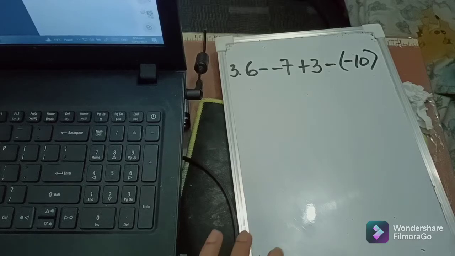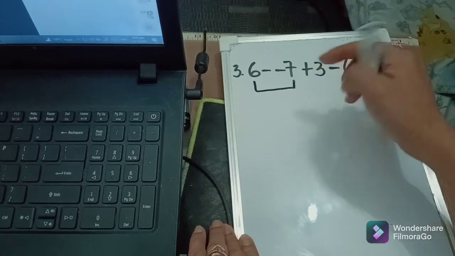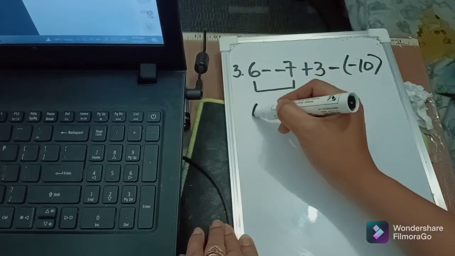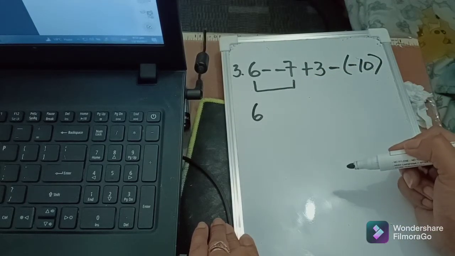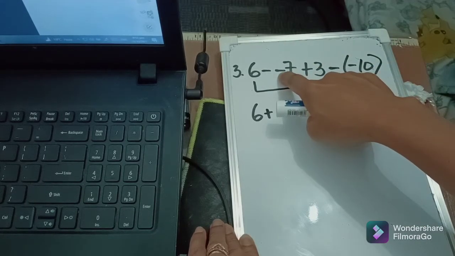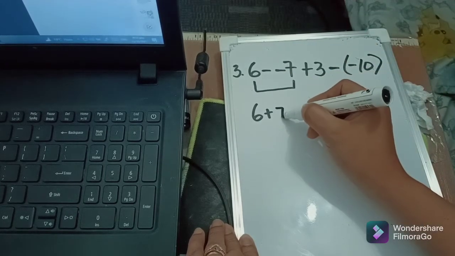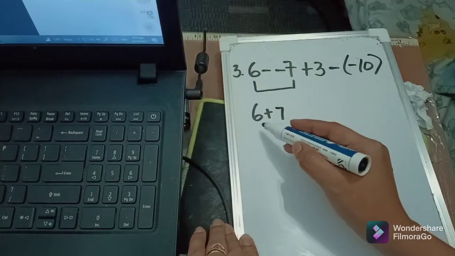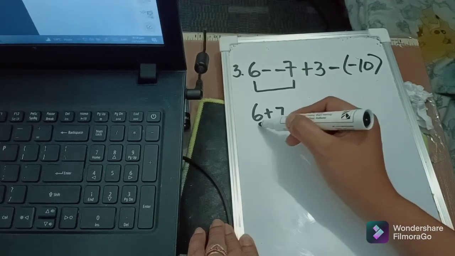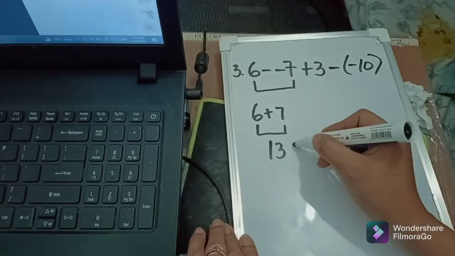Okay? So, let's get the first two integers first. It's minus. So, our rule is KCC. Keep the first integer. The next letter C, change the operation. And then another C, change the sign of the second integer. So instead na negative, gagawin natin siyang positive. Okay? So 6 plus 7, pareho silang positive. So we get 13, positive 13. And then copy the rest of the problem.